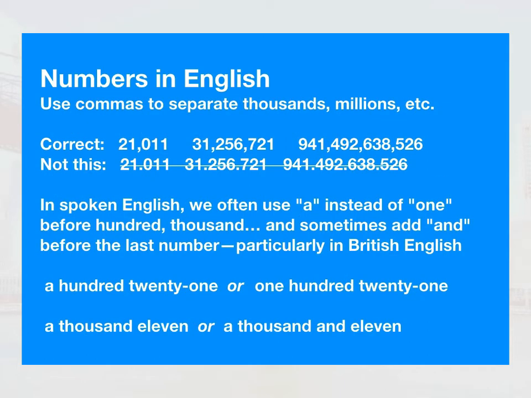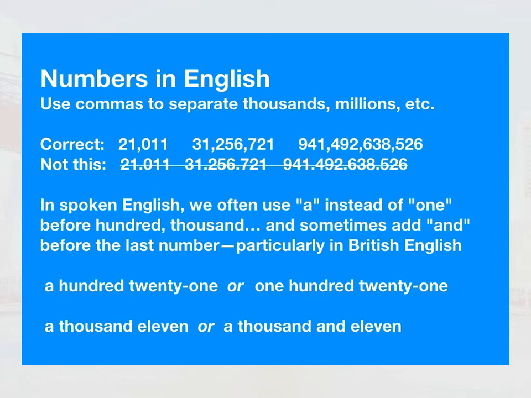We're going to use commas in English to separate thousands, millions, etc. So for 21,011, 21, comma, 011. 31,256,721, 31, comma, 256, comma, 721. 941 billion, comma, 492 million, comma, 638,000, comma, 526.